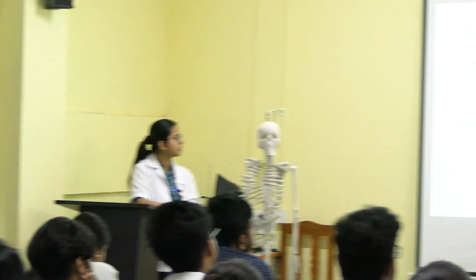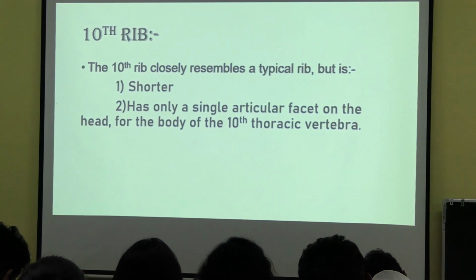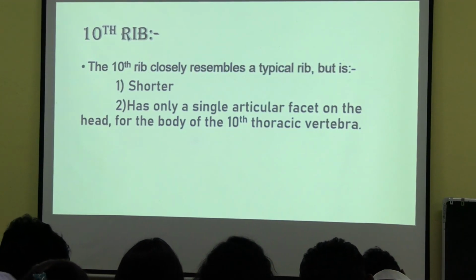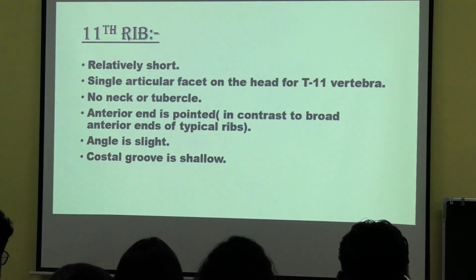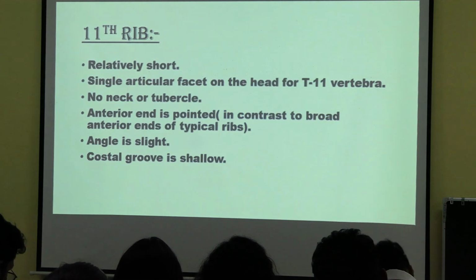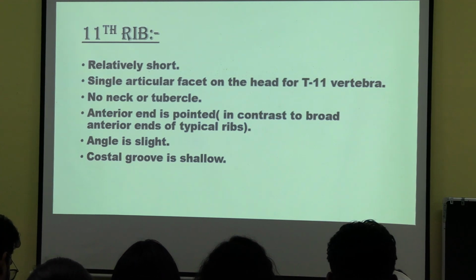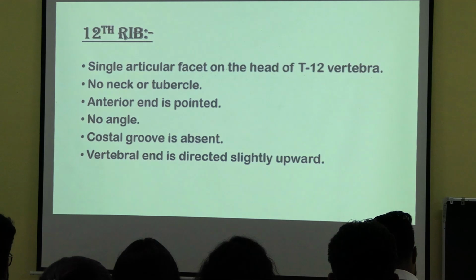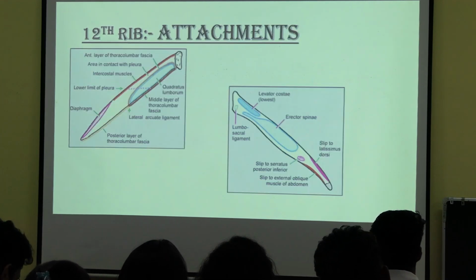So the 10th rib, as I already told, is shorter and has only a single articular facet on the head for the body of the 10th thoracic vertebra. The rest of the features are similar to that of a typical rib. The 11th rib, I also told, is relatively short and has only a single articular facet for articulating with T11. No neck, no tubercle. The costal groove is shallow and the anterior end is pointed. Similarly, in the case of the 12th rib, the costal groove will be just absent, similar to the 11th rib only.